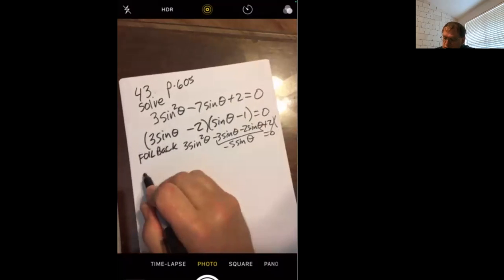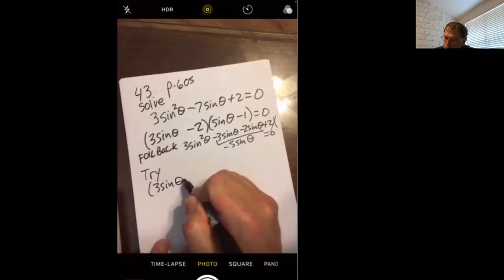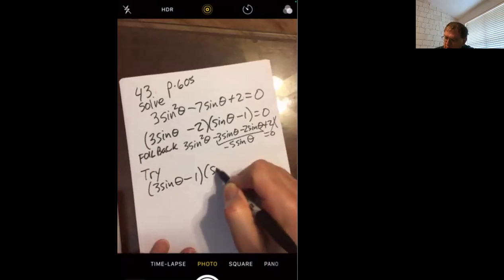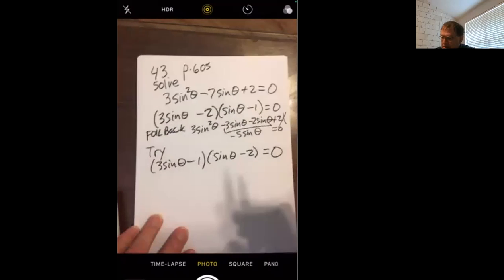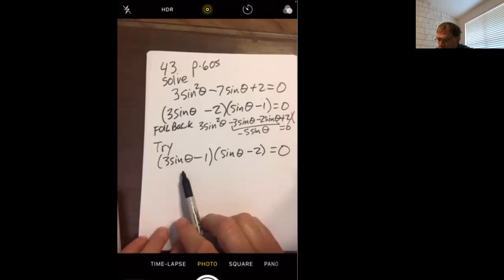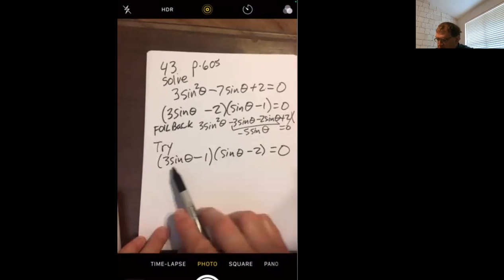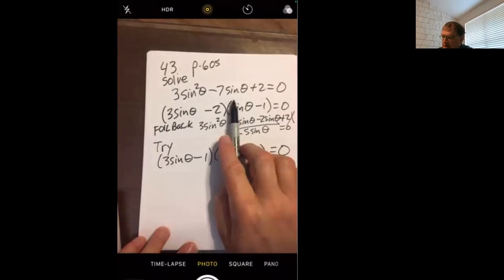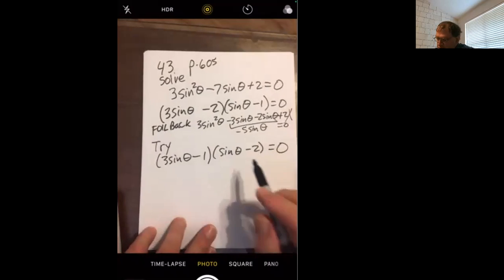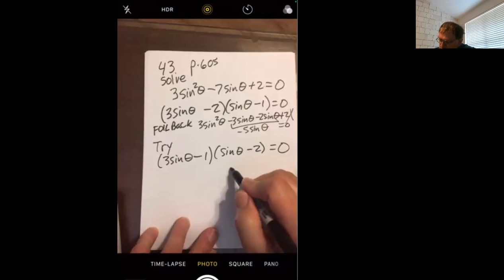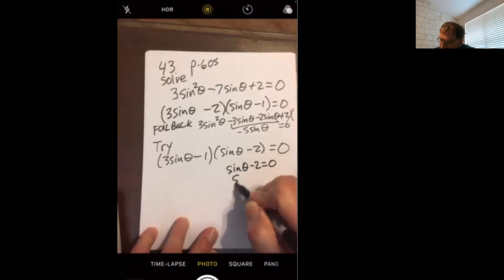All right, so try sine theta minus 1 and 3 sine theta minus 2. Can you tell this is going to work? 3 sine squared theta, minus 6, minus 1 is your negative 7, add 2. Okay, got it. This one's real easy if you can spot this. Sine theta minus 2 equals 0.